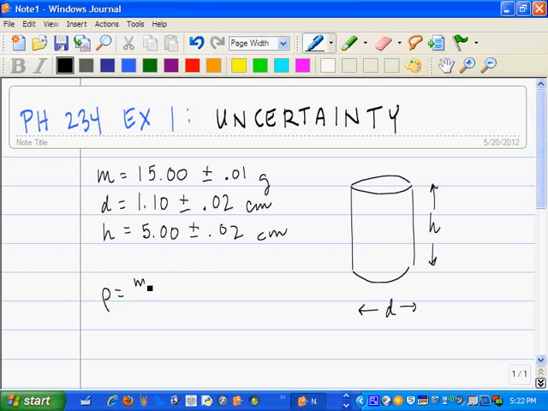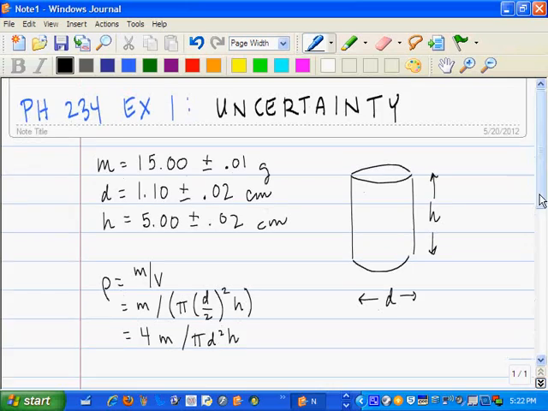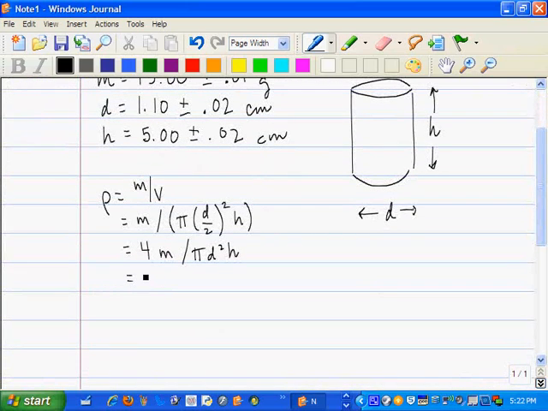So let's start by calculating the density. That's mass divided by volume. The volume of a right cylinder is given by pi r squared times the height, and the radius is half the diameter. So this becomes 4 times the mass divided by pi d squared times the height. We have the numbers, so let's plug them in. This is 4 times 15 divided by pi times 1.10 squared times 5.00.